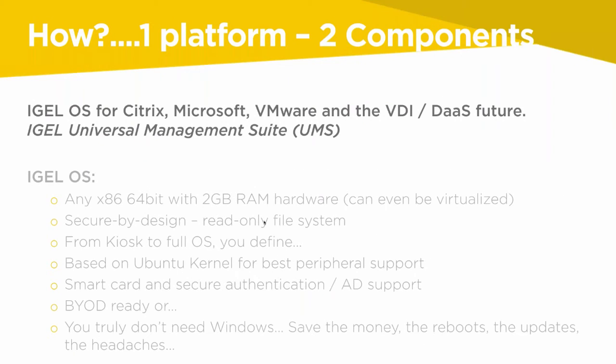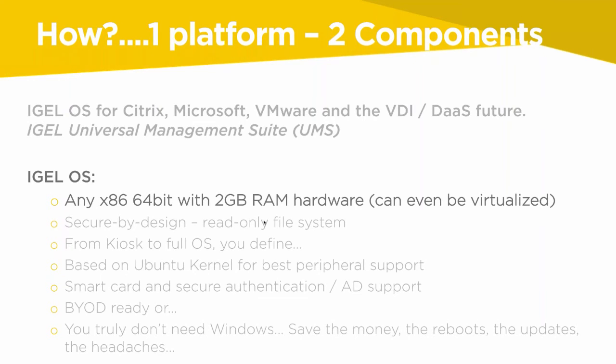So really what IGEL brings is one platform, one software platform with two components. Those components are, first of all, an IGEL operating system that's really developed and built for Citrix, for Microsoft, for VMware, for the VDI world, for the future DaaS world. And that is powered by the IGEL Universal Management Suite, the UMS as we like to call it. So the two work together. So let's talk a bit about the IGEL OS. First of all, it works on any 64-bit x86 hardware with 2 gigs of RAM, and it can even be virtualized and thrown into a VM.